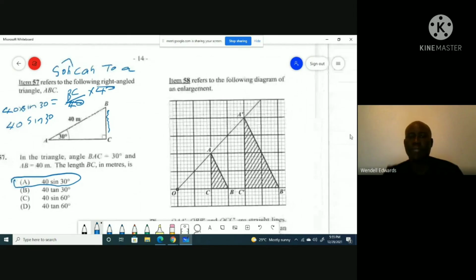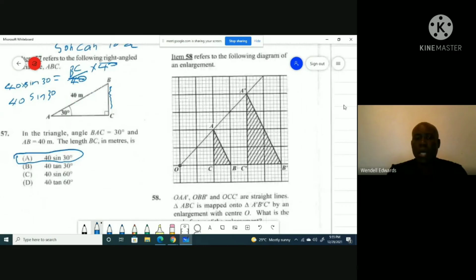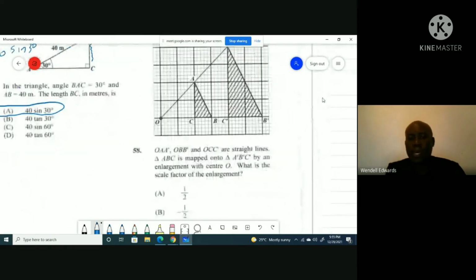58. Item 58 refers to the following diagram of an enlargement. So we could see that it's an enlargement where ABC was enlarged to A prime, B prime, C prime. All right, what's the question? OAA prime, OBB prime, OCC prime are straight lines. We're seeing those. ABC is mapped onto A prime, B prime, C prime by an enlargement, center O. What is the scale factor of the enlargement?